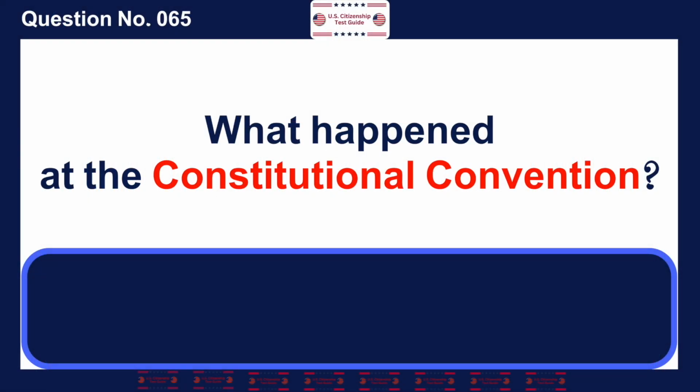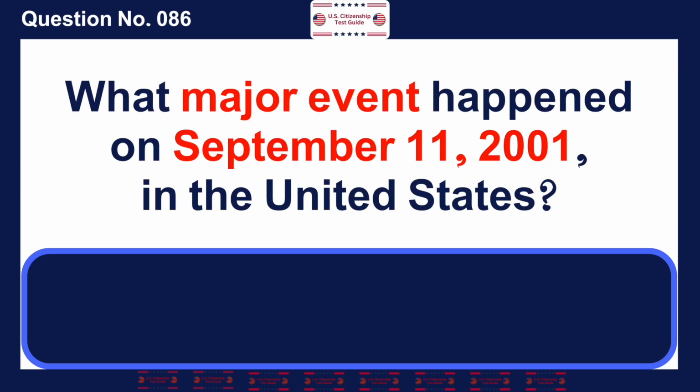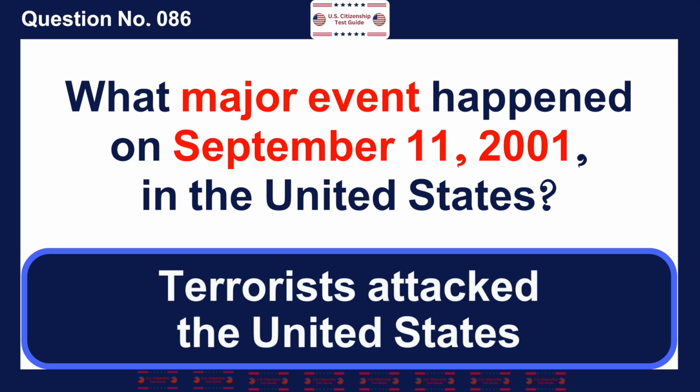What happened at the Constitutional Convention? The Constitution was written. What major event happened on September 11, 2001 in the United States? Terrorists attacked the United States.